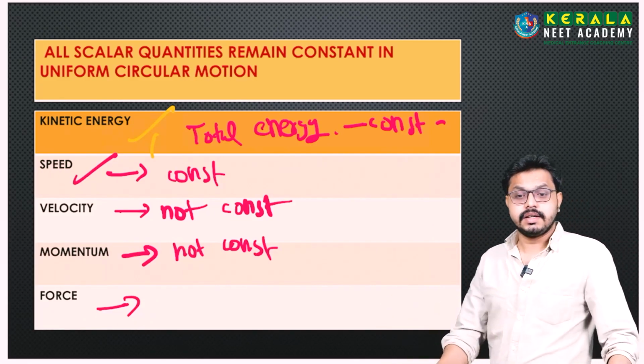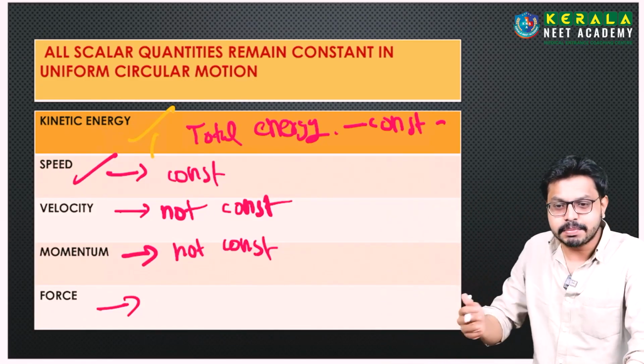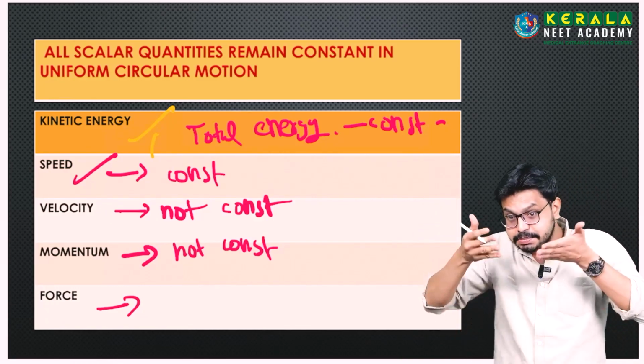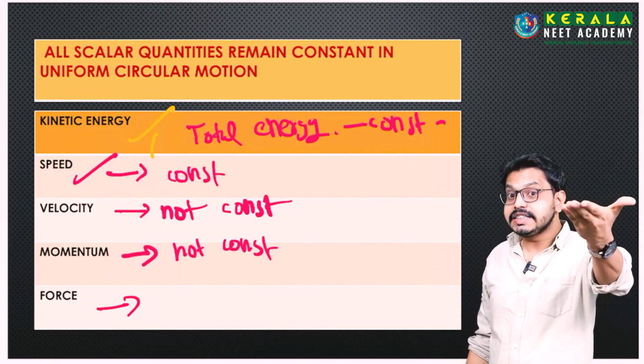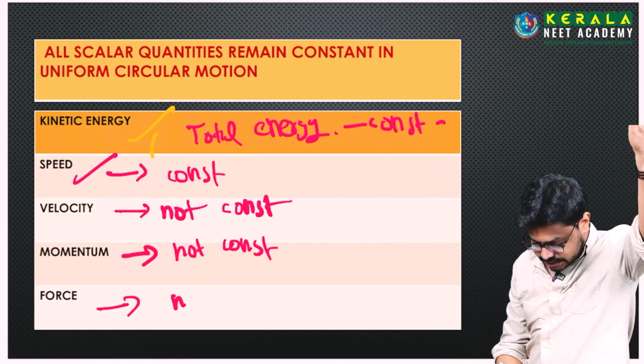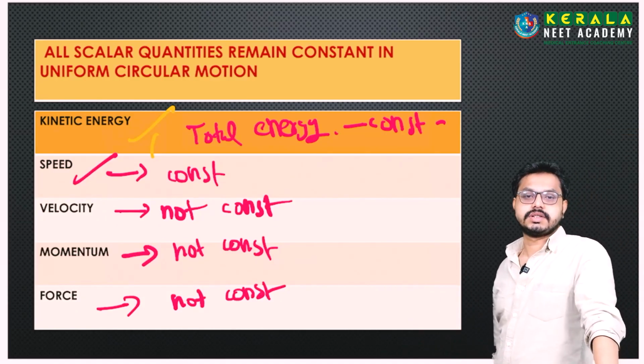What force is there? In uniform circular motion, the force is centripetal force. Centripetal force is constant or not? I already explained that centripetal force changes direction at every instant. So it is not constant. Centripetal force is not constant.